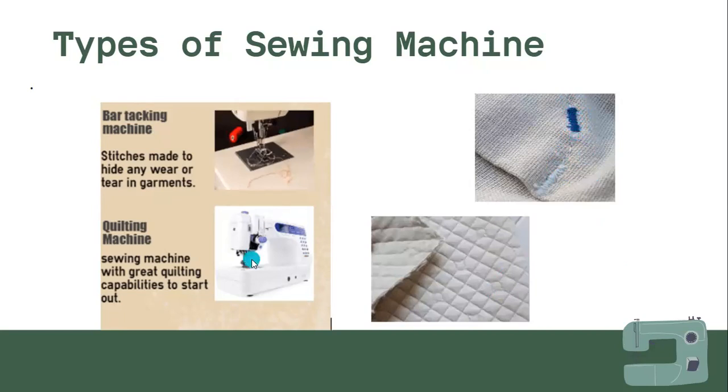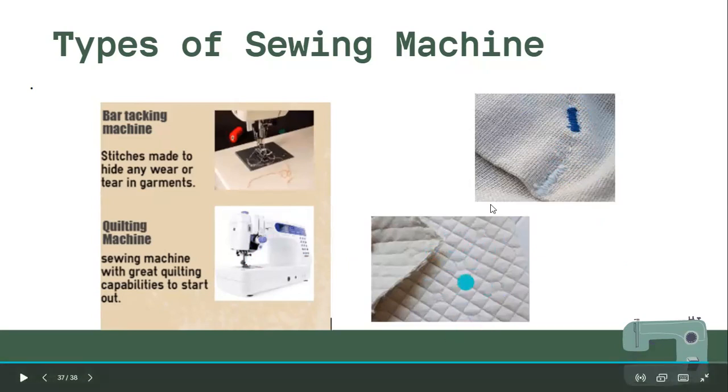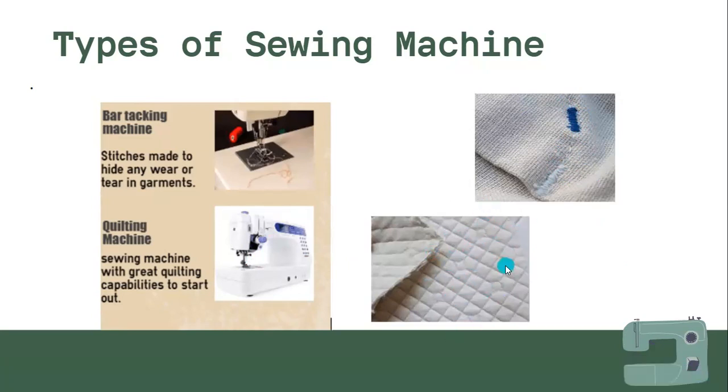Now the next one is the quilting machine. Quilts are like what you have seen in mattresses, etc. For those things, quilting machines can be used for making mattresses, etc. So these types of stitches can be made using a quilting machine.